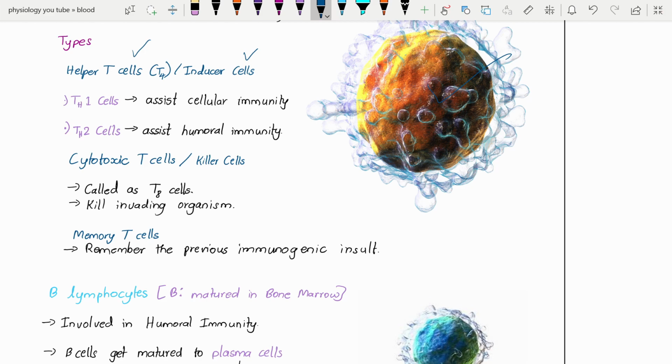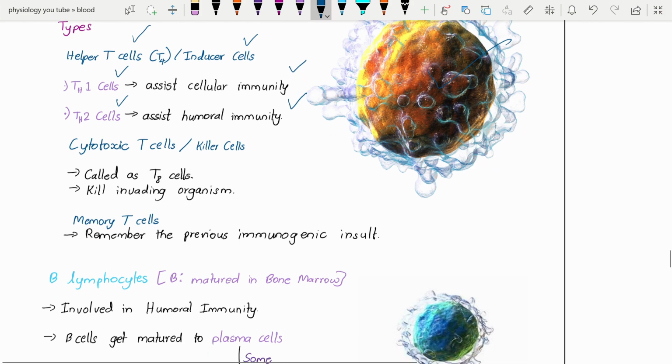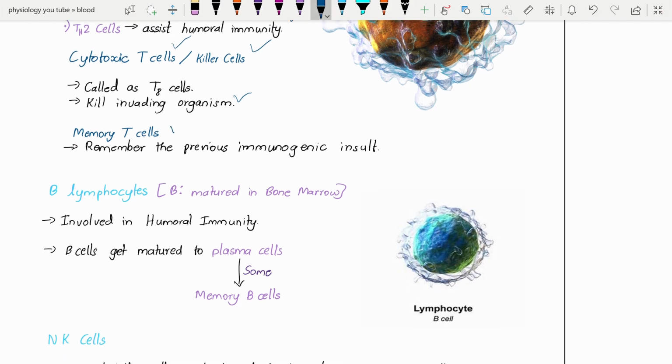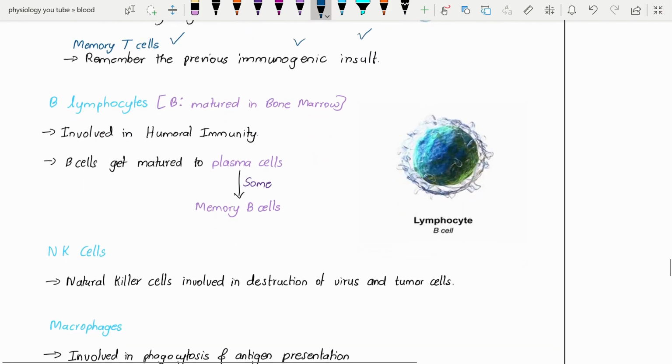Again, these are of two types: type 1 helper cells and type 2 helper cells. Type 1 helper cells are involved in cellular immunity, and type 2 helper cells are involved in humoral immunity. Next come the cytotoxic T cells, or killer cells, also called T8 cells. They kill the invading microorganisms. Some of them are memory T cells, which remember previous immunogenic insults.